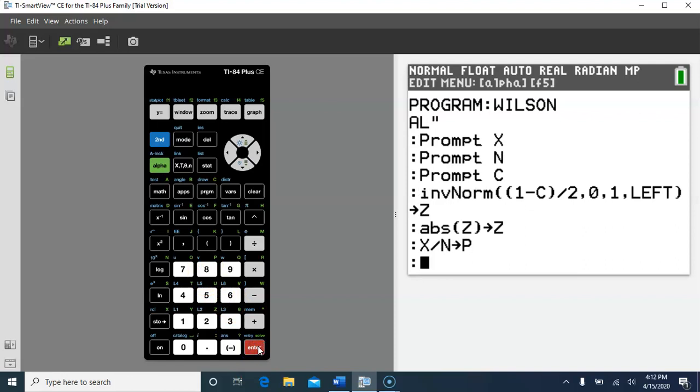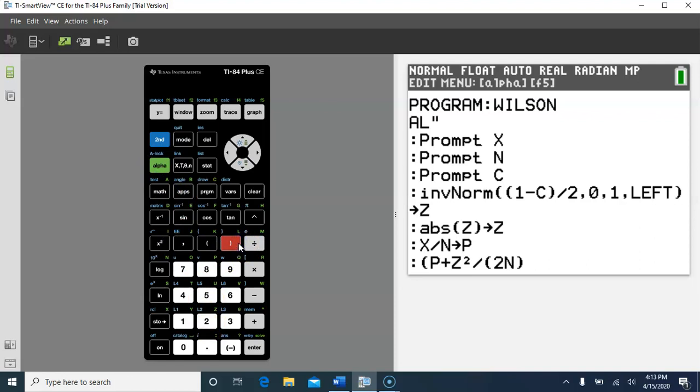And then here is our ugly, gruesome calculation. I'm going to try to get all of these parentheses and whatnot correct. So, parentheses, P plus Z squared divided by parentheses 2n. I'm basically coding in the Wilson score formula right now.